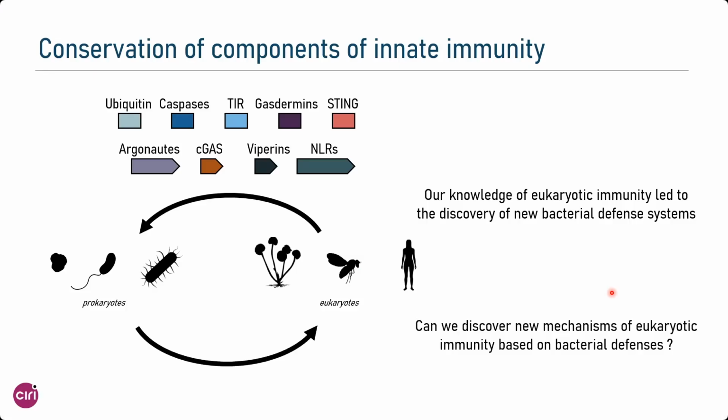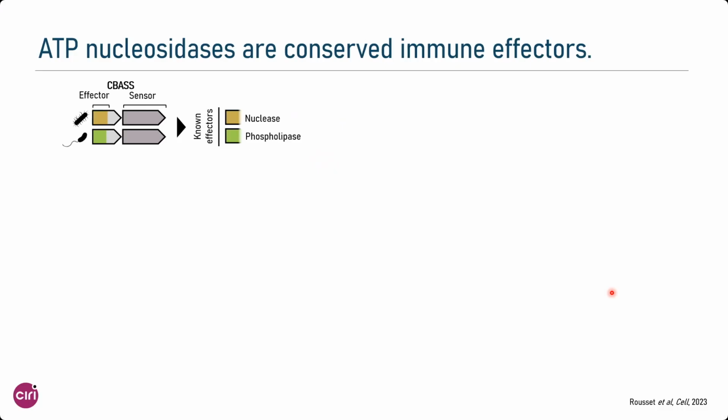Can we now discover new players of eukaryotic immunity based on what we discovered in bacteria? Typically, I was mentioning this modularity of defense systems. In a CBASS defense system, you would have the sensor, which is producing signal molecules, and one of multiple possible effectors. This can be a nuclease, or this can be a phospholipase.